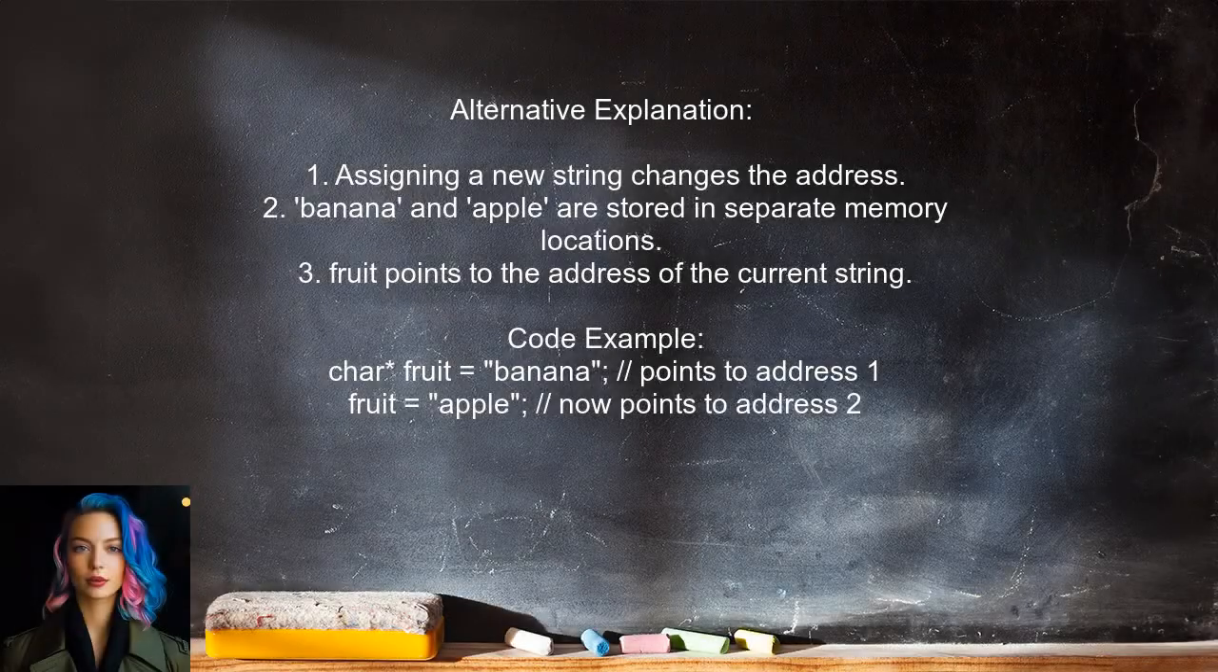This user explains that when you assign a new string to the variable fruit, you're not overwriting the original string. Instead, you're changing the address that fruit points to. The compiler keeps the strings banana and apple in separate memory locations. So when you set fruit to banana, it points to one address, and when you change it to apple, it points to a different address.